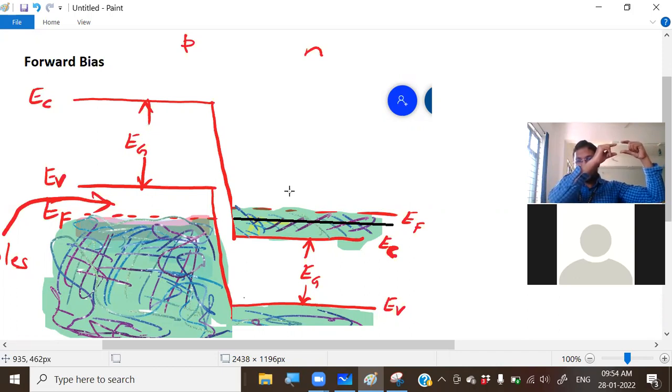If you keep on increasing forward bias, at one point maximum tunneling takes place. Then, if you further increase forward bias, the gap between these two reduces, so the tunneling reduces. And after a certain point, it behaves like an ordinary PN junction diode.